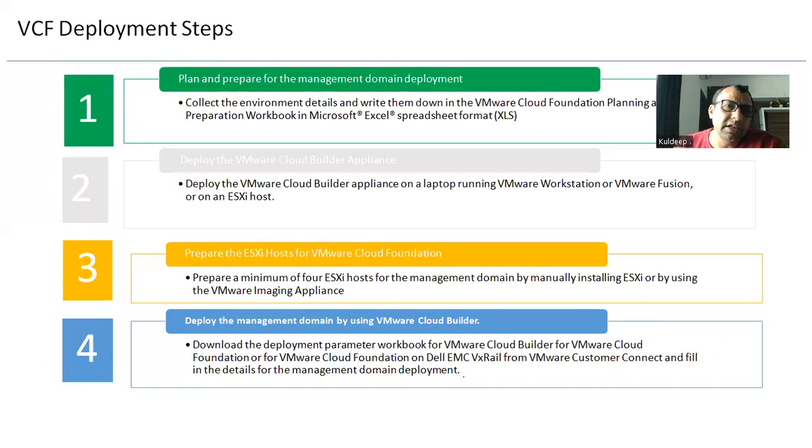Okay, so what are the key deployment steps? Key deployment steps: planning and preparation with the planning and preparation workbook. Then deploy the Cloud Builder appliance and fill in all your details in the deployment parameter workbook. Prepare your ESXi hosts. For ESXi host preparation, just give the bare minimum, the management IP, to your ESXi host and set the NTP service to start and stop with the host. And then deploy your management domain using the Cloud Builder appliance.